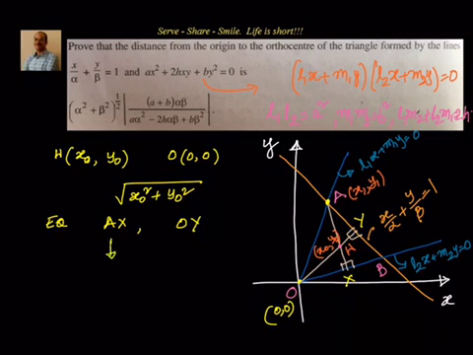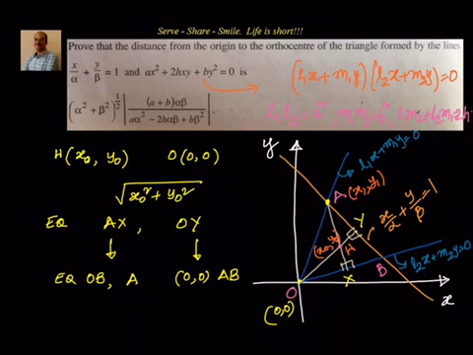To know the equation of Ax, I should know the equation of OB, which I know already, and I have to know the point A. A's coordinates I need to know, and to get Oy I already have (0, 0) with me. I know the equation of AB, so Oy I should be able to get easily. Once I get Oy and Ax, the point of intersection is H. Once I get H, OH equals square root of x naught square plus y naught square.